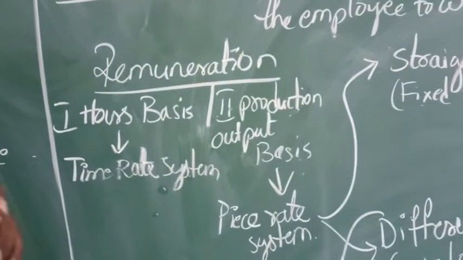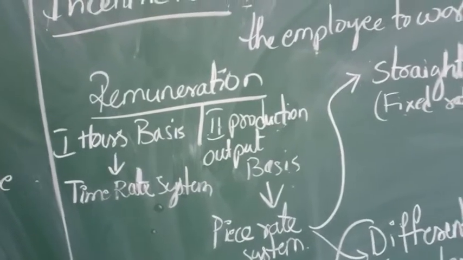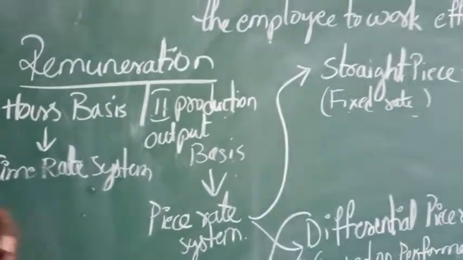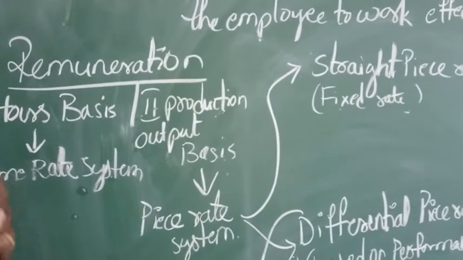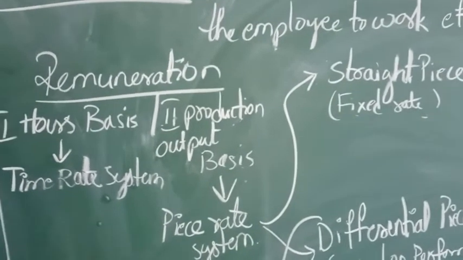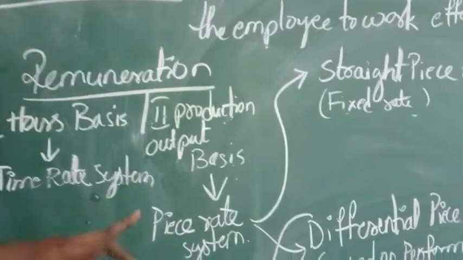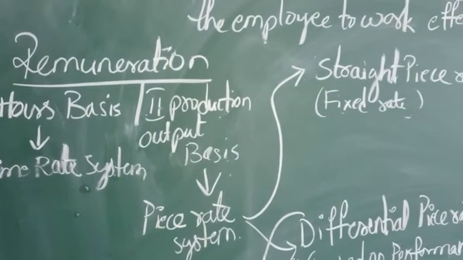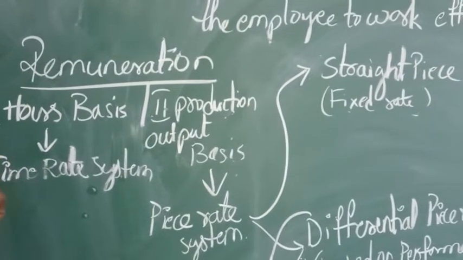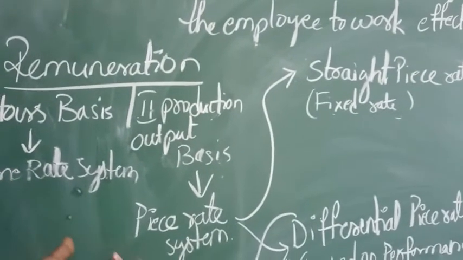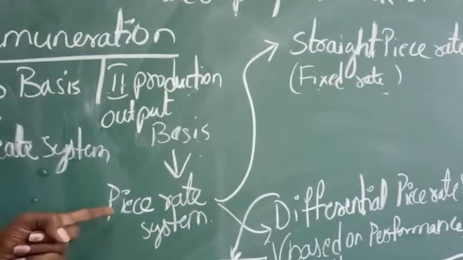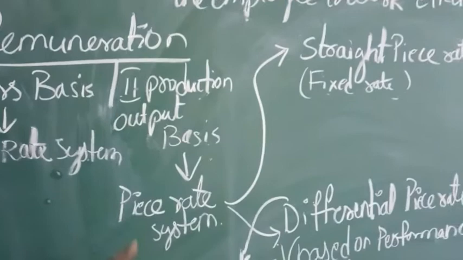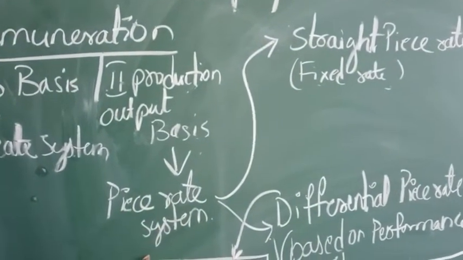How many products you manufactured in a particular hour, in 8 hours of work, or per day, how many units you produced. For each piece, for each product, the employer is going to fix some rate. The rate fixed for each particular product comes under the piece rate system.